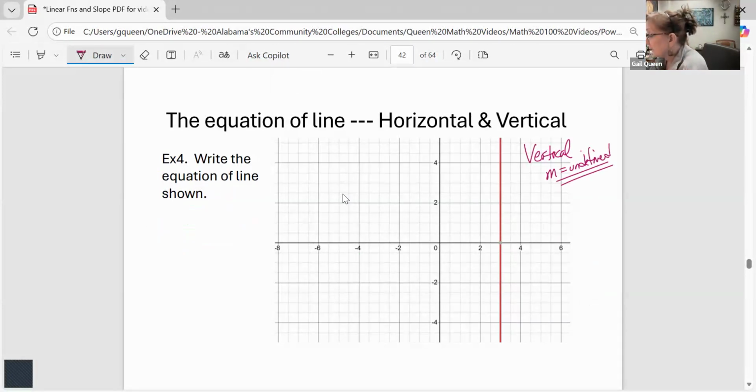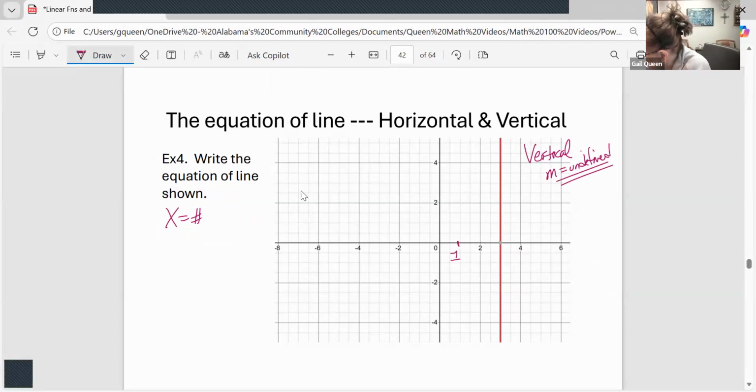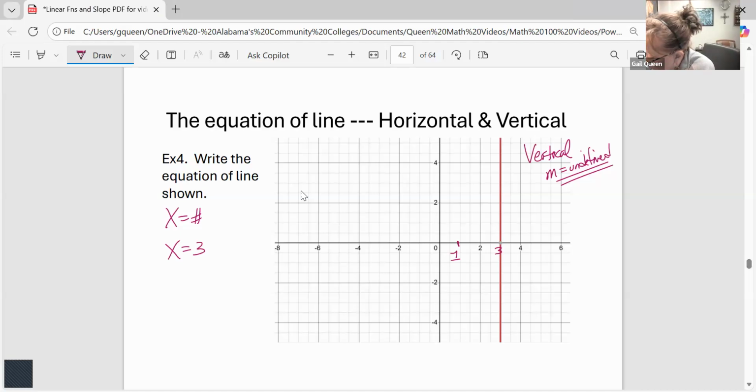Okay, vertical line here. So I know that vertical lines are x equals a number. All I have to do is pick the number for x. And do you see, we go over 2, this is 1, 2 squares to 1, 2 squares to 2, 2 more squares to 3, 2 more squares to 4. This is 3. X equals +3. That's my vertical line. Okay, so I hope you understand.